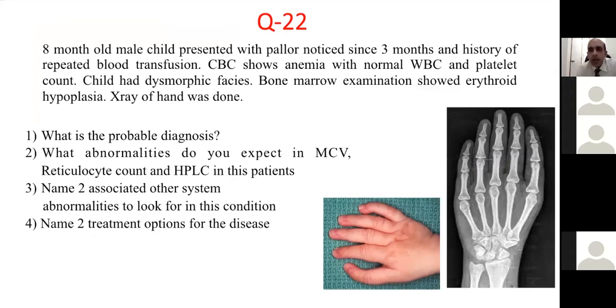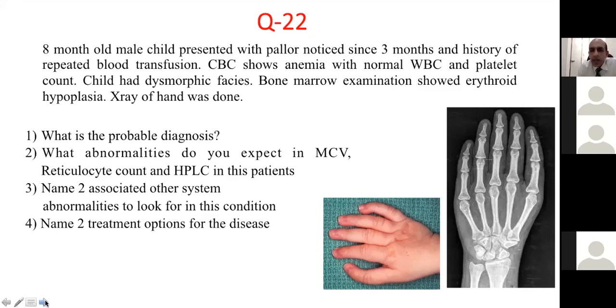If your bone marrow has erythroid hypoplasia, then you know that it is not a hemolytic anemia. This is Diamond-Blackfan anemia. What abnormalities do you expect in these patients? So that's right, it's DBA or PRCA. The MCV is usually high. The retics are low, and the HPLC may show high HbF.